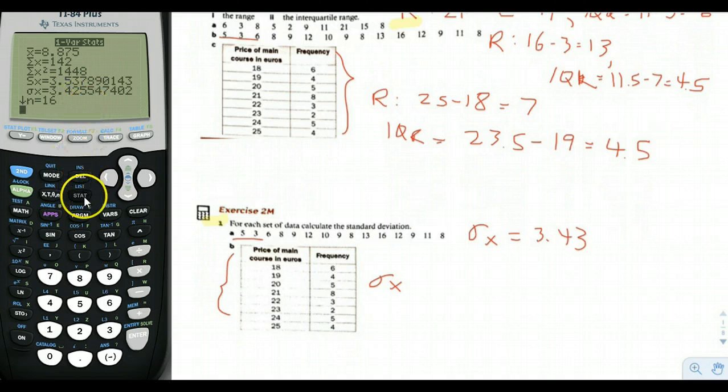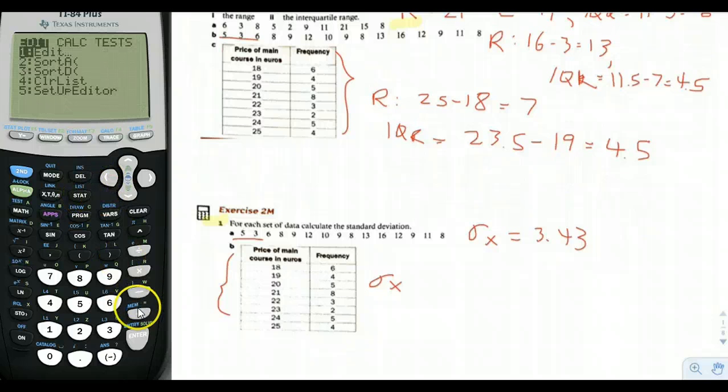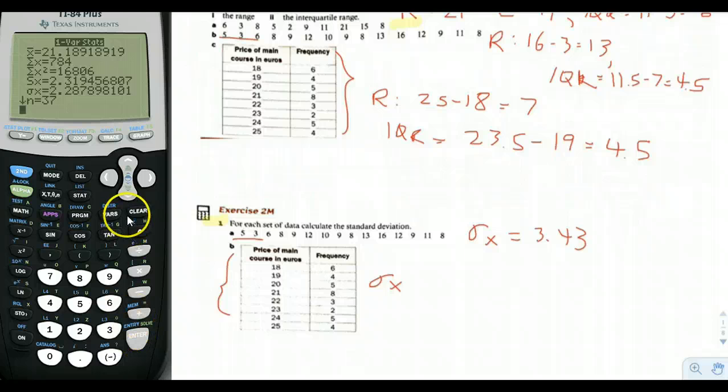And then the sigma x for the frequency table is going to be L1 and L2. We're going to use L1 and L2. So we do stat calc, and we do L1 and L2, and we press calculate. And we look for sigma x, it's 2.29 rounding up.